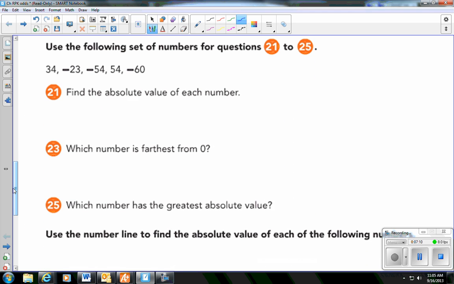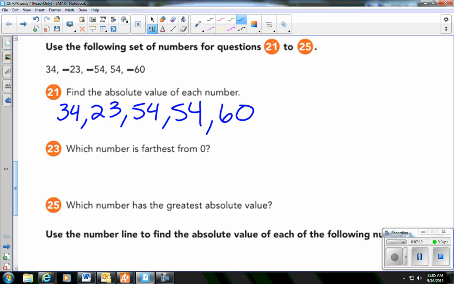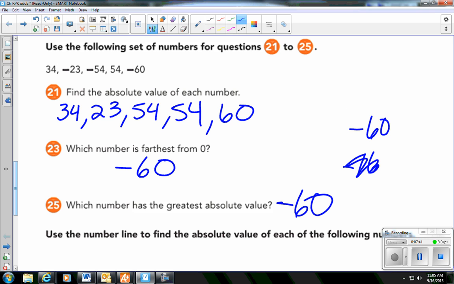Find the absolute value of each number. Absolute value is always positive. It just means how far it is from 0. The number farthest from 0 is negative 60. Which number has the greatest absolute value? Negative 60. So they're not asking you which number is the biggest, but which one is farthest from 0, the greatest absolute value. The absolute value of negative 60 is 60. So of those numbers, it has the greatest absolute value.